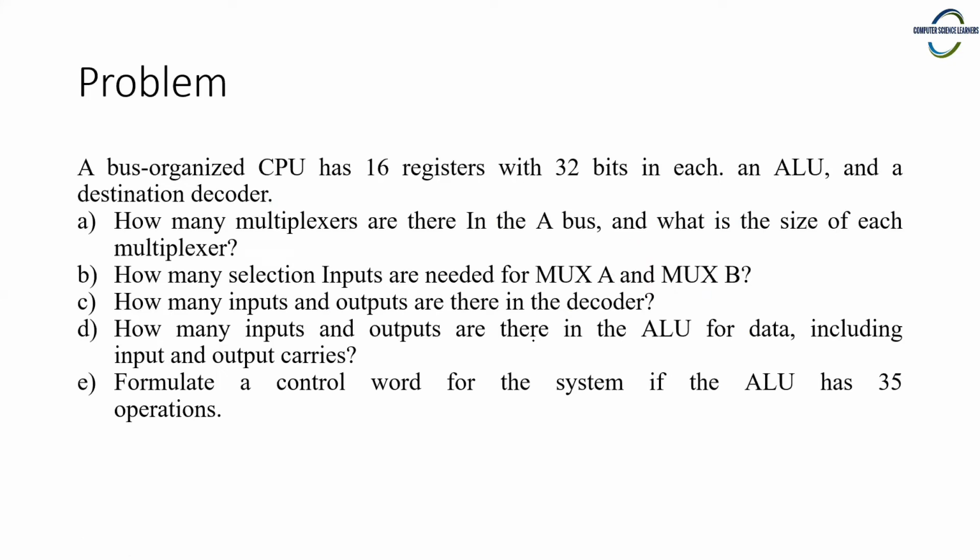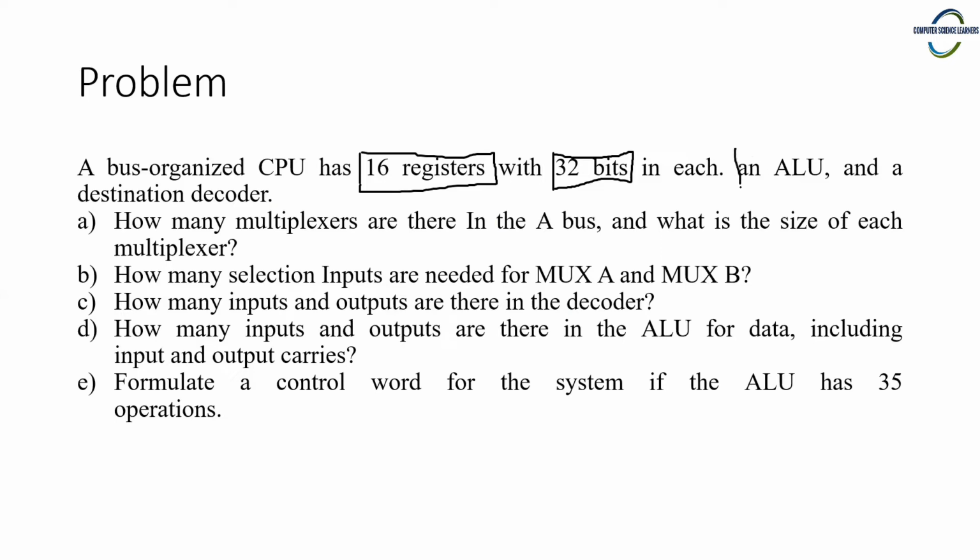So this is the problem. What we are having in this problem: we have a bus organized CPU having 16 registers. So we'll see what the key data are. We are having 16 registers, right? And the size of each register is 32 bits. So these are the two very important things in this. And what else are we having?